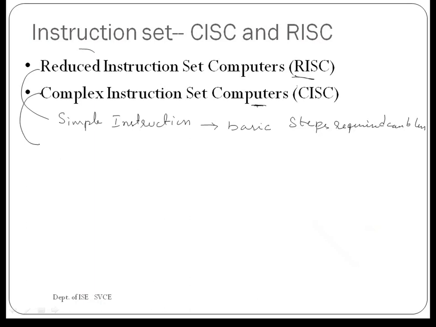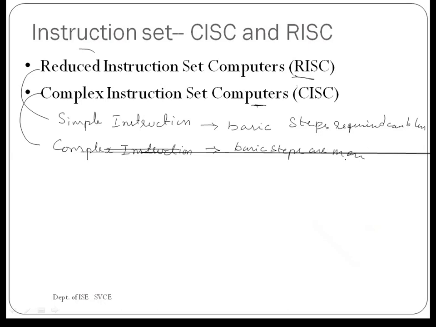In the case of CISC, the instructions used are complex instructions. A complex instruction involves a large number of basic steps. So whenever an instruction is complex, the number of basic steps required is going to be more. On the other hand, if individual instructions perform more complex operations, fewer instructions are needed.